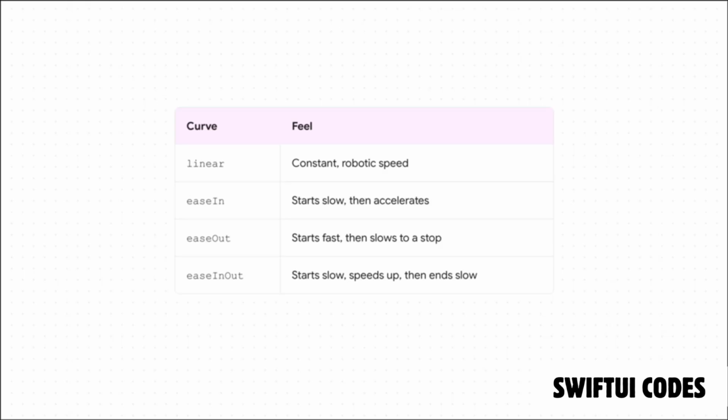You see, these simple curves are super powerful because they kind of map to real-world physics. A linear curve, for example, is a constant robotic speed. It feels unnatural because, well, nothing in the real world moves at a perfectly constant speed forever. But then you have something like ease out. This one starts fast and then slows to a stop. Think about a car gently braking. It feels incredibly natural, right? That's why it's probably the most common curve out there. It feels right to our brains.